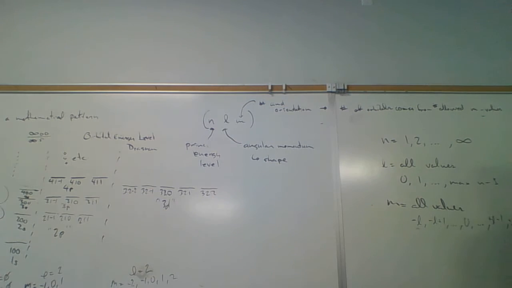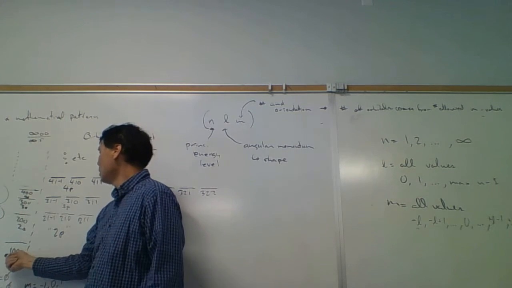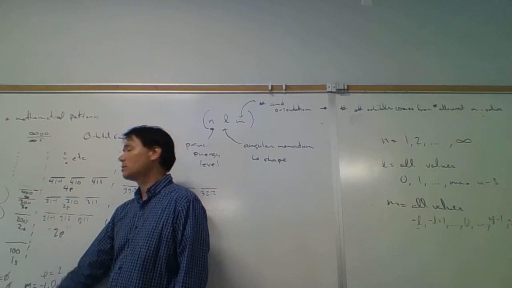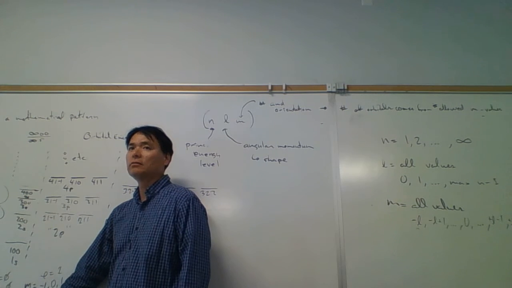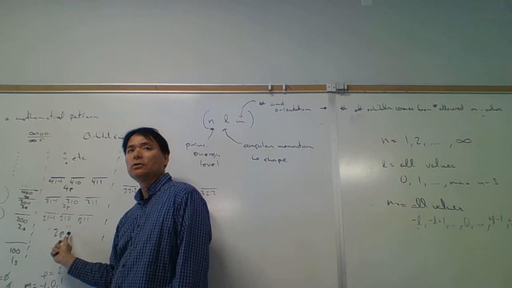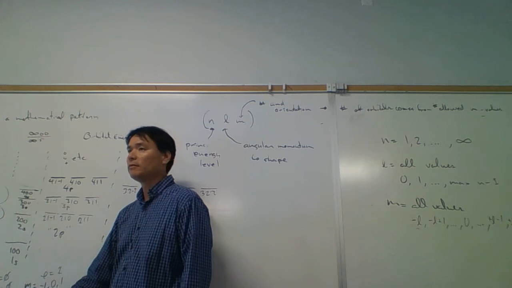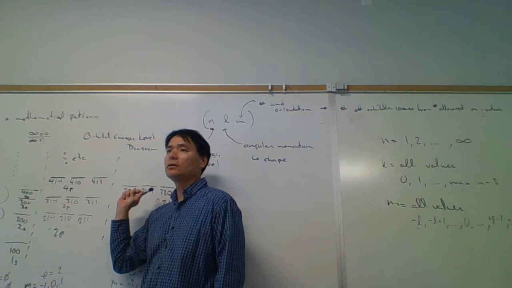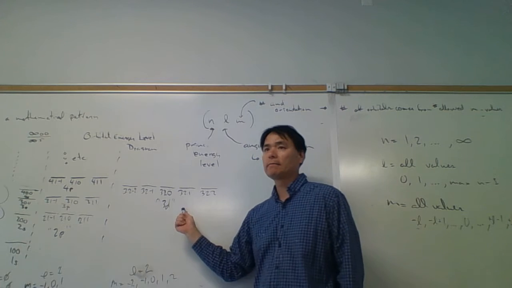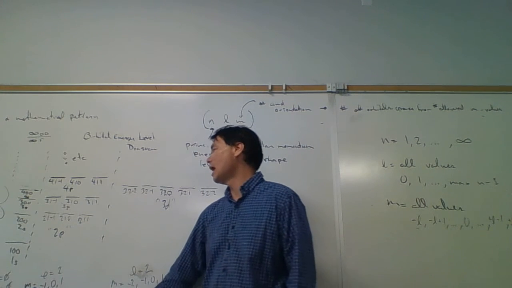So we can get that from this other pattern. There are n sublevels for each n. So if n equals 1, how many sublevels do we have? We just have 1, the 1s. When n equals 2, how many sublevels do we have? Well, we have 2. We have the 2s and the 2p sublevels. When n equals 3, how many sublevels do we have? We have 3 sublevels. The 3s, the 3p, and the 3d. 3 sublevels. Those 3 sublevels come from the allowed L values.